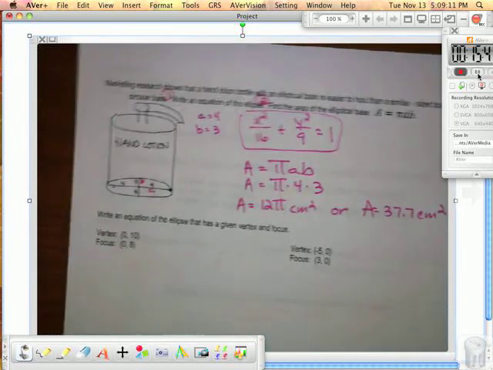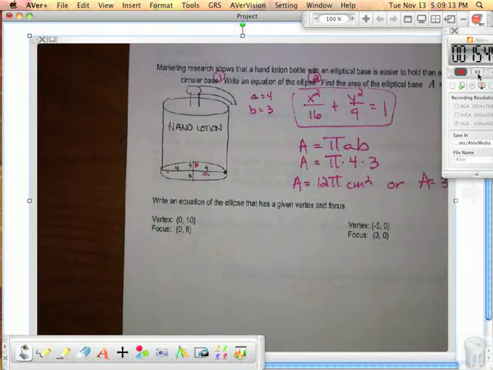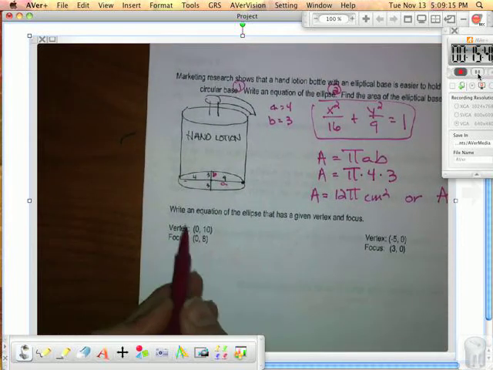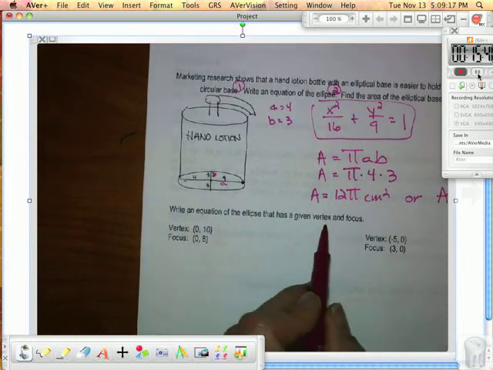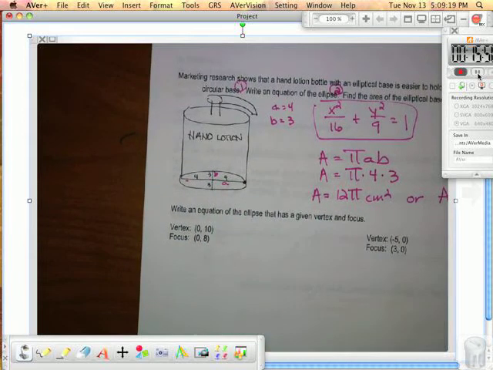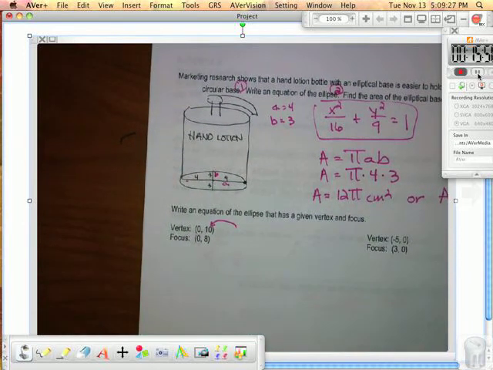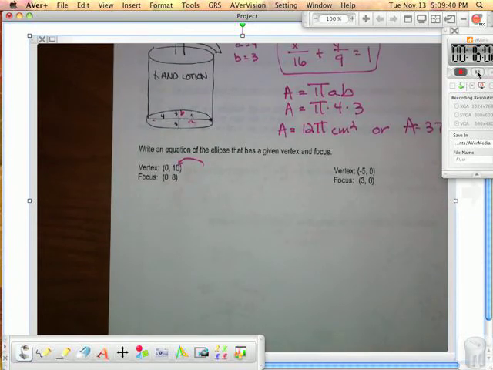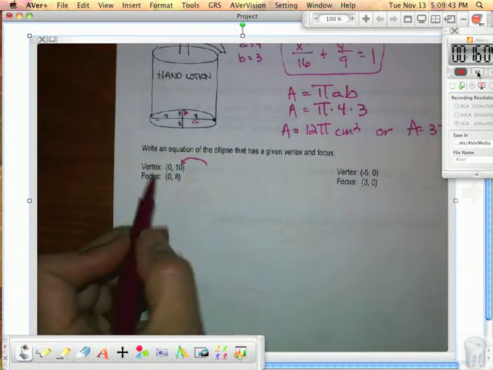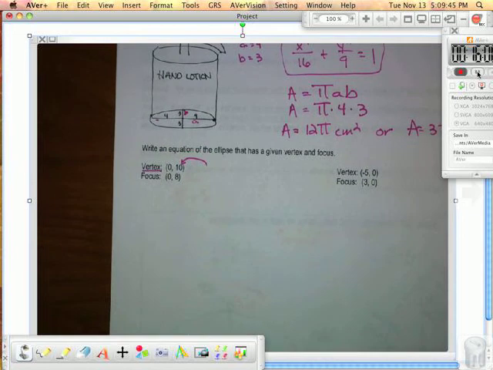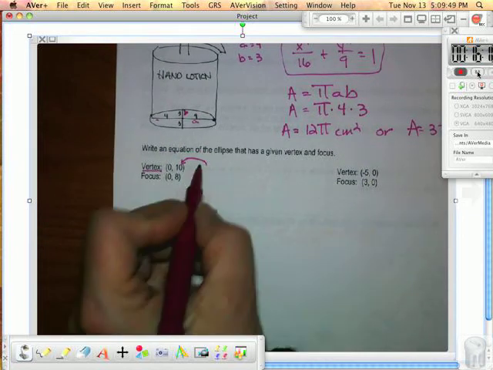All right. The last type of problem you have to do is write an equation of the ellipse that has the given vertex and focus. Okay. So here is the vertex. And we don't know if it's bigger or not. Okay, I'm overriding what I just said. Obviously, they're telling us it's the vertex. The vertex is always on the major axis, the longer axis. So this is my A.